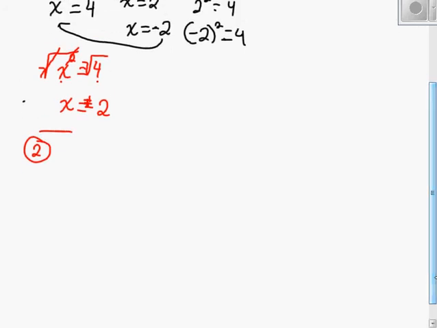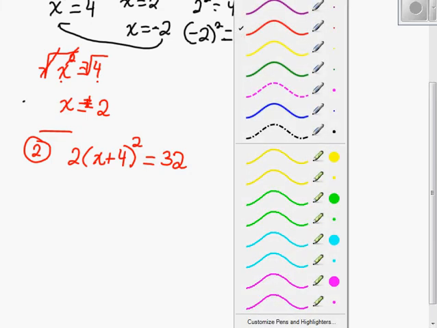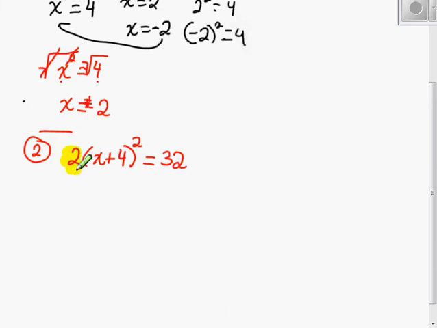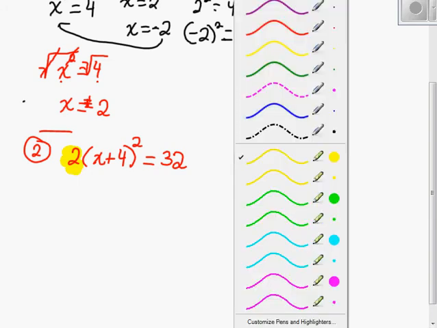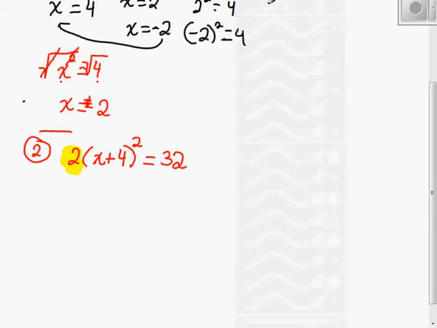Let's look at 2 times x plus 4 squared equals 32. Now, in this case, not only do we have something squared, but we also have a coefficient outside of that squared term. So our first step is going to be to eliminate that coefficient. Well, since that is 2 times our squared quantity, to undo that we'll have to divide, and it will leave us with x plus 4 squared equals 32 divided by 2, which is 16.